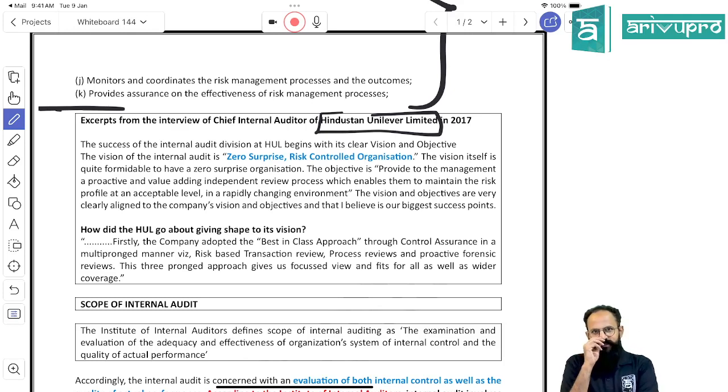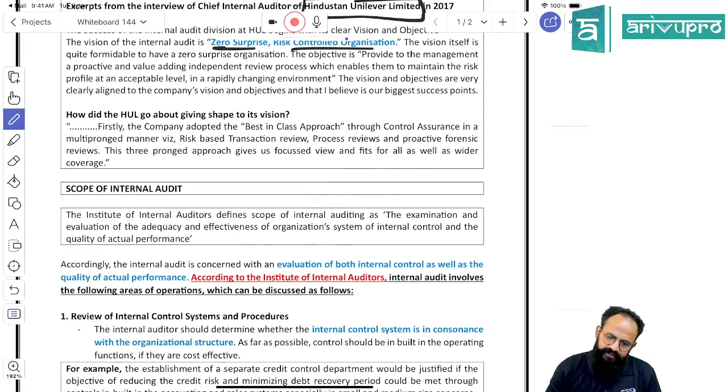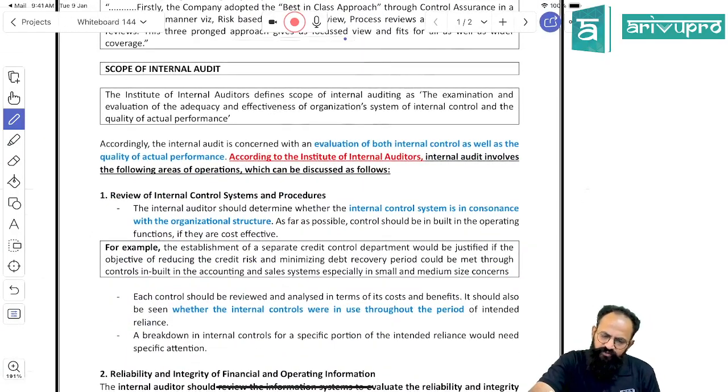Someday don't come and say, sir, in our organization that is not there. You have to foresee everything. You should have a policy for everything. That is HUL's biggest motto, that you should always have a foresight of what we are going to see. So, that is what they have given. See, zero surprise risk controlled organization. Okay. Next one, sir, scope of internal audit.